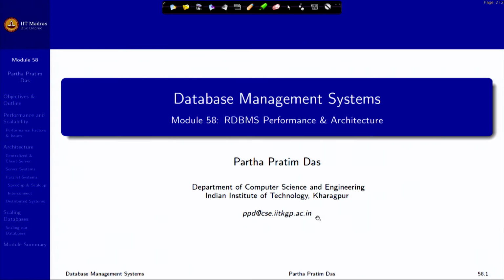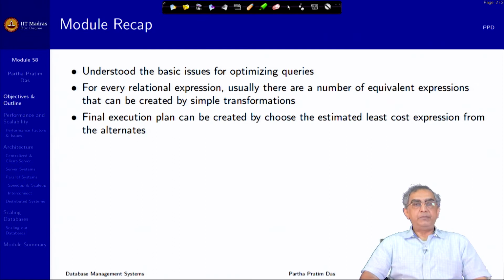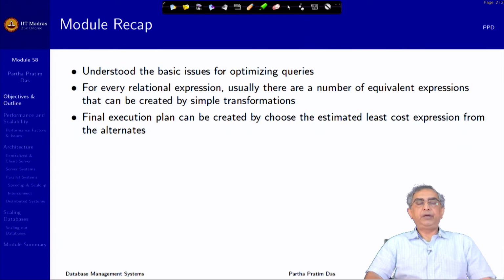In the last module, we talked about the basic issues of optimizing queries. Every relational expression has a number of equivalent expressions that can be created through equivalence rule transformations, and the final execution plan can be created by choosing the least estimated cost expression from the alternatives, and that gives us a good optimized query.